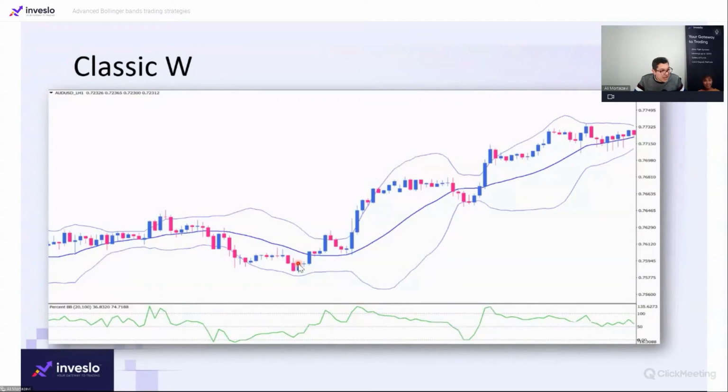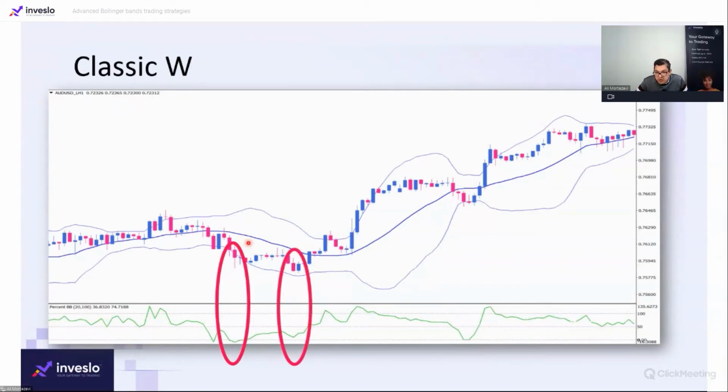Okay, so let's see how we can identify the classic W using percent B. Here's percent B, as you see below the chart area, and this is the key to the W bottom. Here we have made a low, rallied back, and we make a new low.